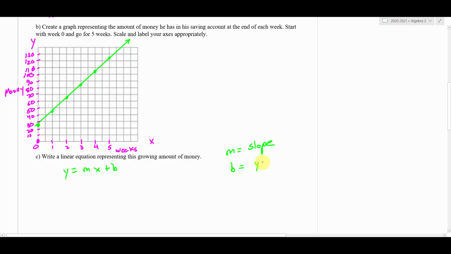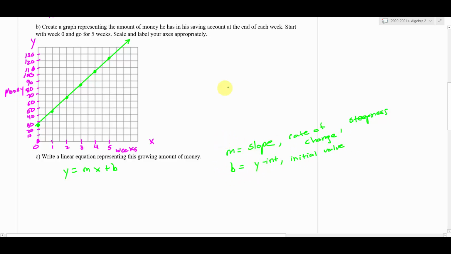and b represents the y-intercept. So when we talk about slope, we talk about rate of change, right, is another way to describe that, or the steepness of the line. And the y-intercept is also referred to as the initial value. All right, so these are all ways to think about those two different parts.